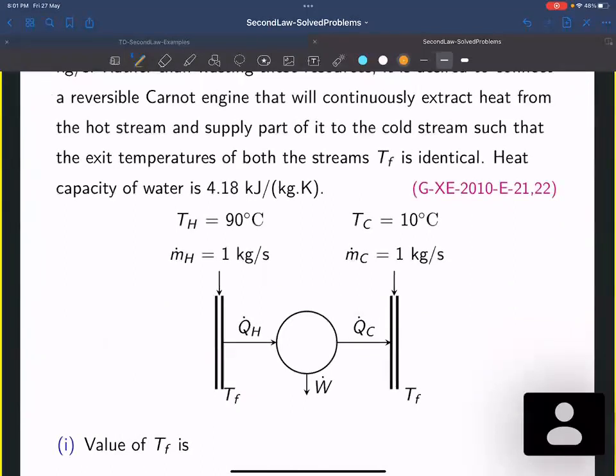Say we have a reservoir. What is it? It's not a reservoir actually. We have a hot stream and a cold stream. One hot stream is available at 90 degrees Celsius. There is a cold stream available at 10 degrees Celsius. So the hot stream at 90 degrees Celsius and the cold stream at 10 degrees Celsius. Both are available at a mass flow of 1 kg per second. So we don't have an infinite reservoir.